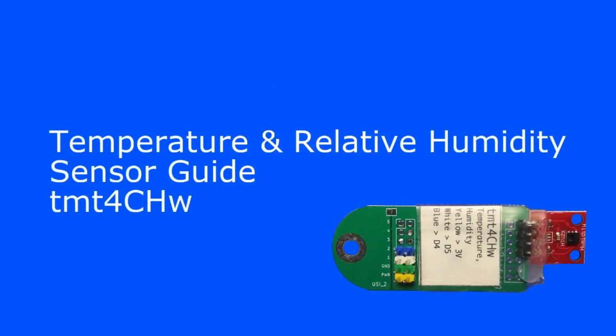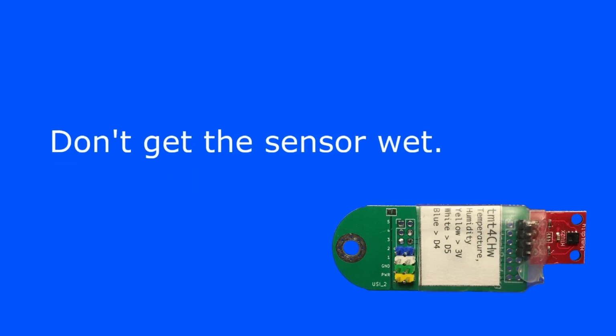In this guide video, we're going to use the temperature and relative humidity sensor. Just before we start, a quick note. Don't get the sensor wet. The sensor is the part that's red at the end, and in the picture here it's on the right hand side. It's only designed to measure the amount of moisture in the atmosphere, not underwater or with water on it.